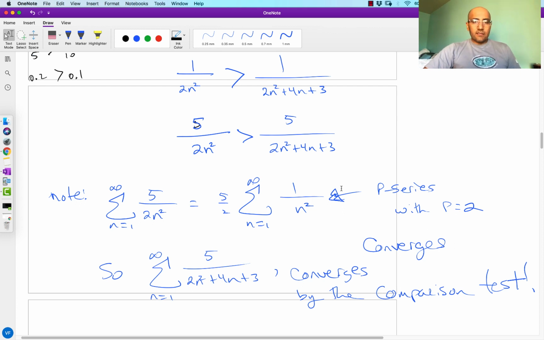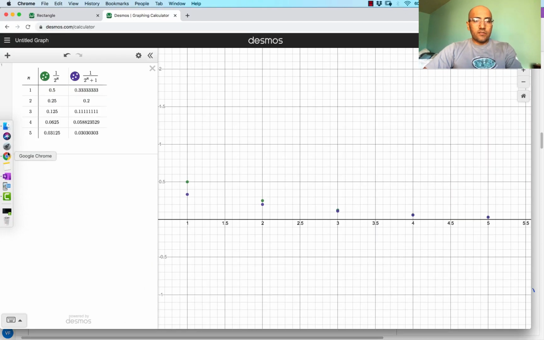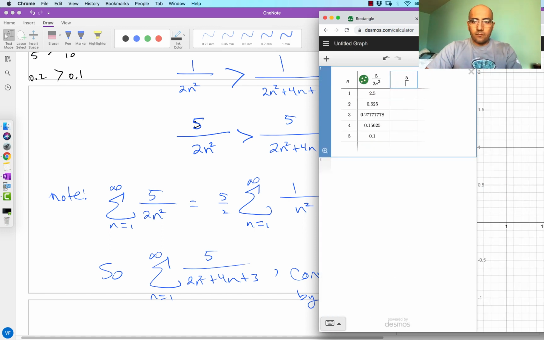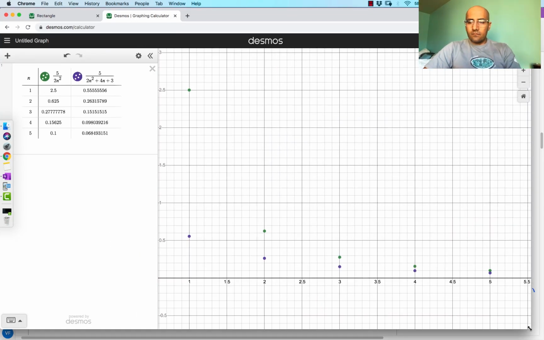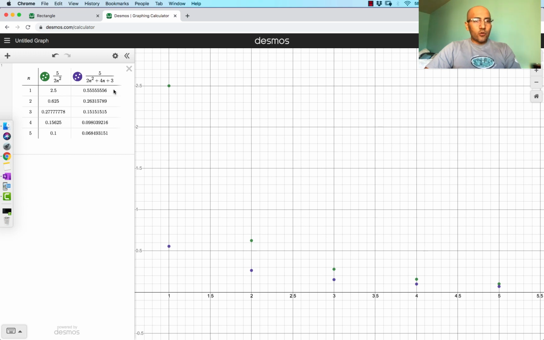Let's see if we can visualize this a little bit better. Go back to good old Desmos. So here we have the original one we're working with, and here are all the individual values in purple. When n equals 1, we get 5 over 2 times 1 squared plus 4 times 1 plus 3. So when n equals 1, that is 5 ninths, which gives you 0.5555. That's this value right here.